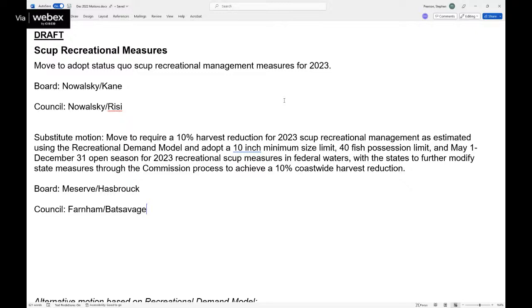And so we would certainly strive by May 1, when the fishery really starts to take off, to have these measures in place. But it probably would not affect the season for federal waters until 2024, just because of the timing for getting our regulations in place, working through the commission process.